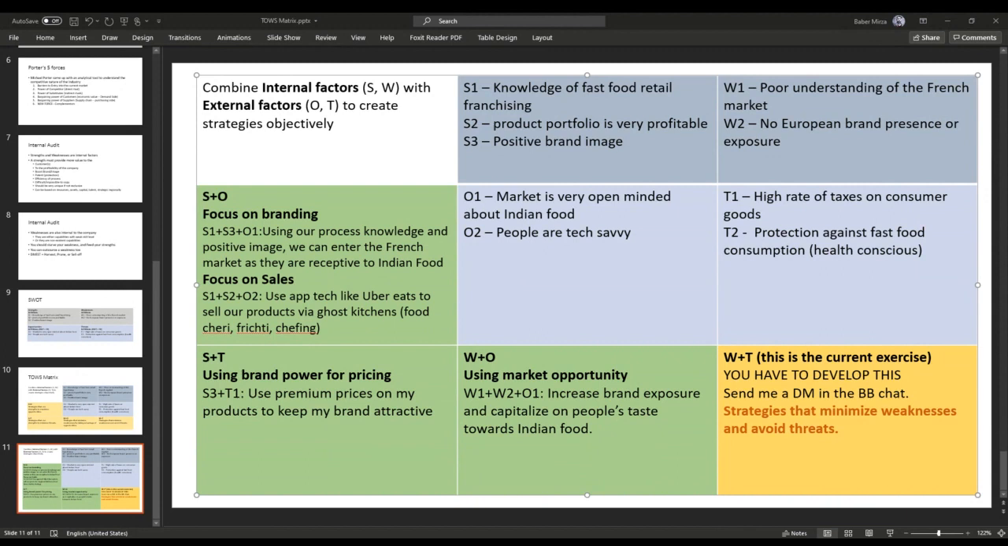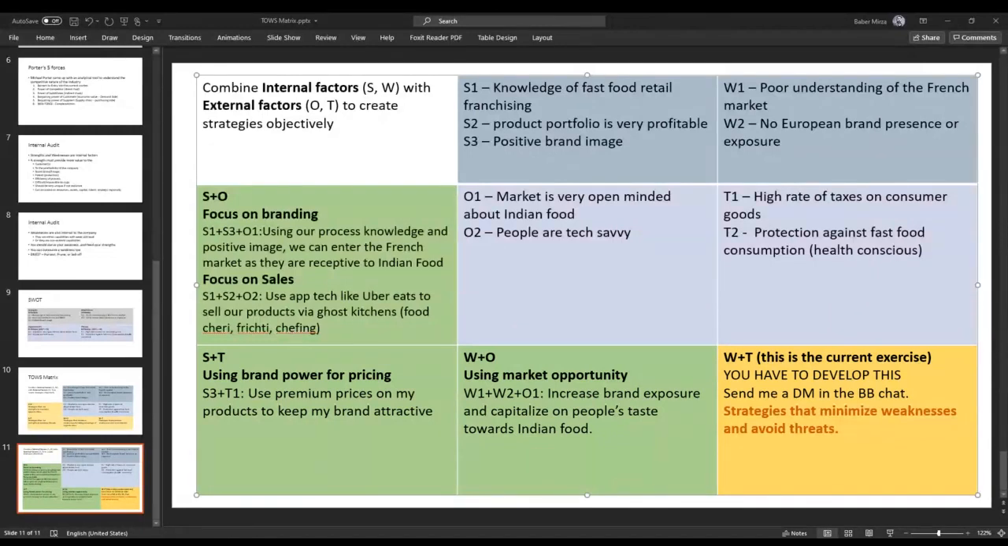I hope so. But then I can illustrate this point further when I'm building my marketing plan or my international business plan. The second one was strengths 1 and 2. Strength 1 was, once again, knowledge of fast food retail franchising, that's process, and my product portfolio is very profitable. Combined with opportunity 2, people are very tech savvy. So I can use app technology like Uber Eats to sell my product, while Ghost Kitchens like Food Cherry, Fristy, and Chefing. Okay, this could be an idea too. So over here, my focus is heavily on sales, but not on branding. It's one of the strategic options that I enumerated for strengths and opportunities.